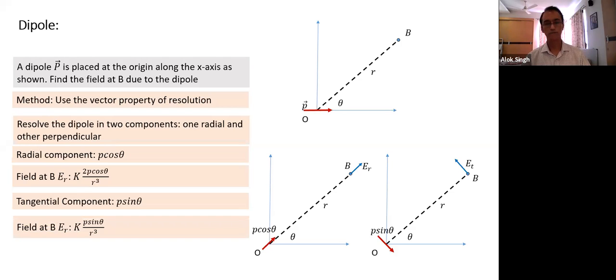This is the direction. So I have two components now, radial component and tangential component. Can we find the magnitude of the resultant? Can we find the magnitude and direction of the resultant?